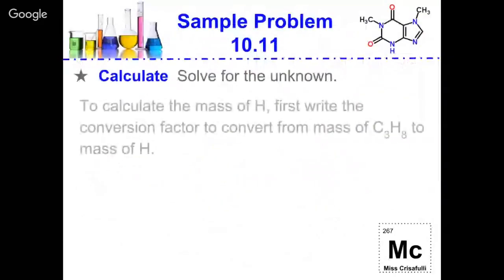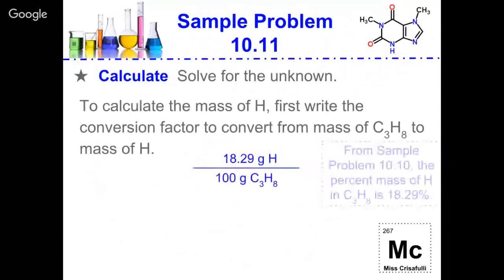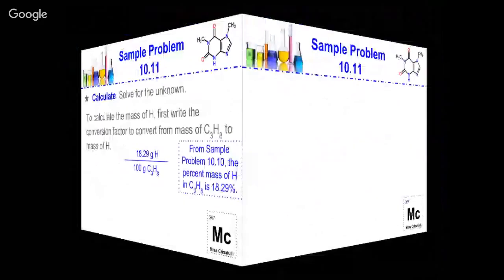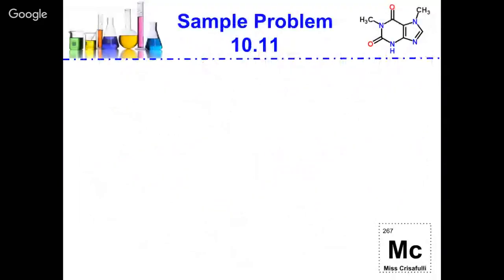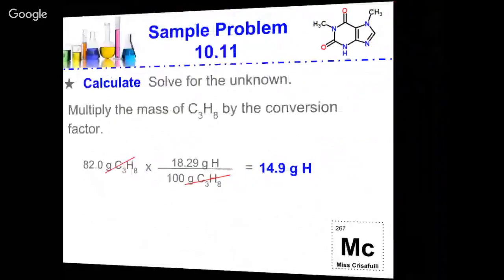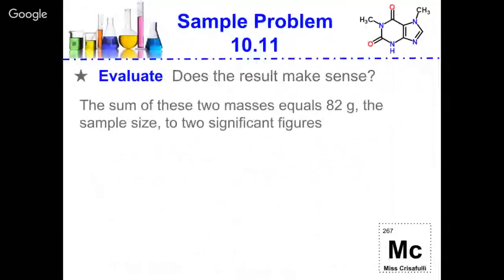Now, when we do it again for hydrogen, we're going to do the same thing. Remember, where did we get that 18.29? That was from the percent calculation in the problem before. And we can use that as a conversion factor again. Grams of propane cancel, and we are at 14.9 grams of hydrogen. Pretty easy enough. Now, how do we check our math? They should add up to the original mass that we started off with, which is 82, and they do when you add them together.